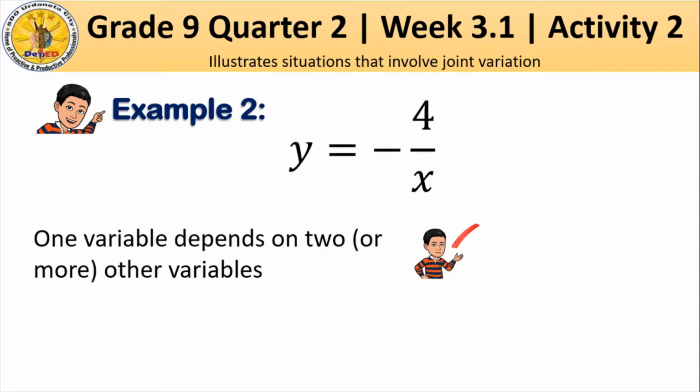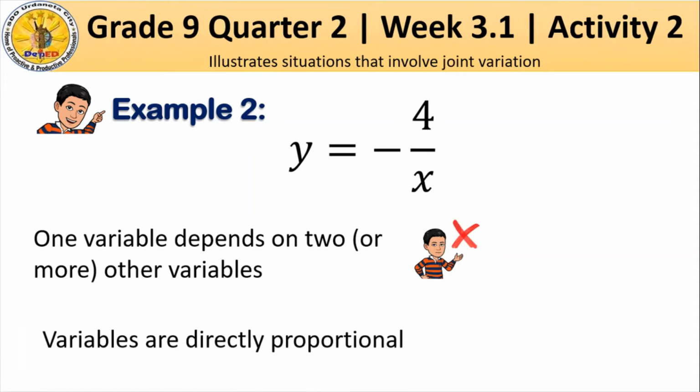For the second criteria, variables are directly proportional. Again, it's a no, because y and x are inversely proportional, as shown on the variation equation, since y is equal to the quotient of a constant and the variable x. Based on this, we can establish that this is not a joint variation equation.